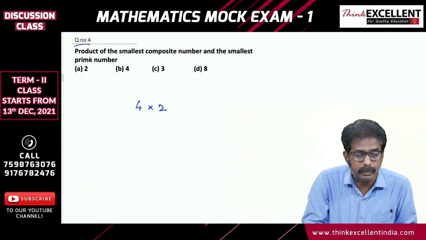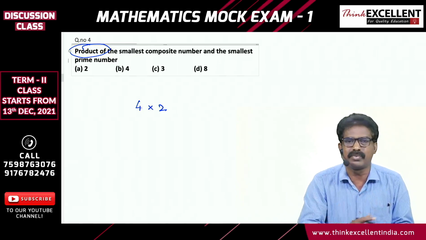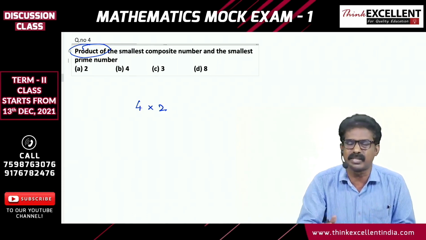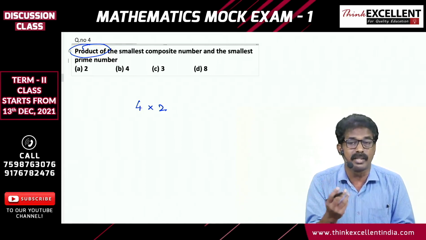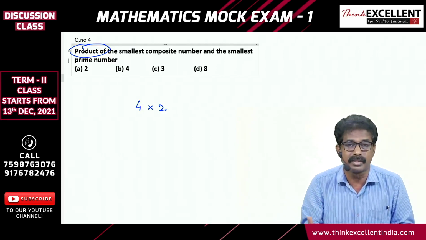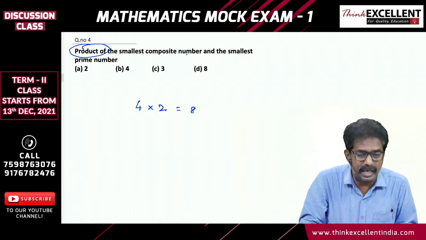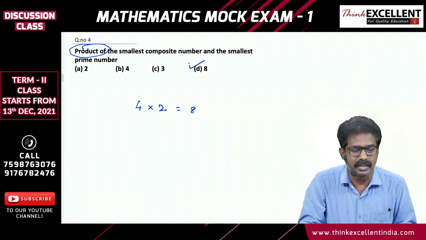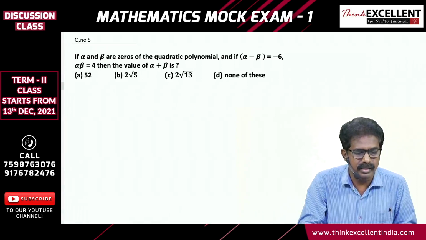They asked to find the product here, right? Sometimes they'll ask you to find the LCM of, HCF of, sum of, product of, difference of, anything they can ask. So read the question very carefully. Sometimes you would have done some LCM or HCF in one paper, right? So read it very carefully. Here they ask the product. So your answer is 8. D is the correct answer. Okay. Now let's move on to question number 5.